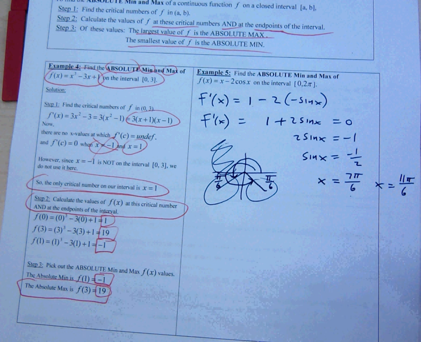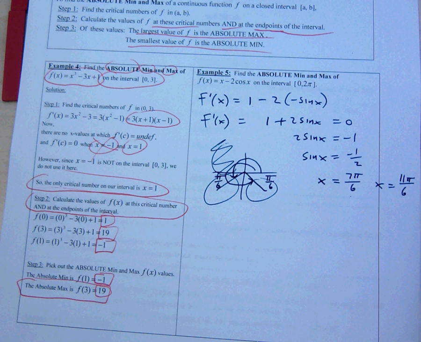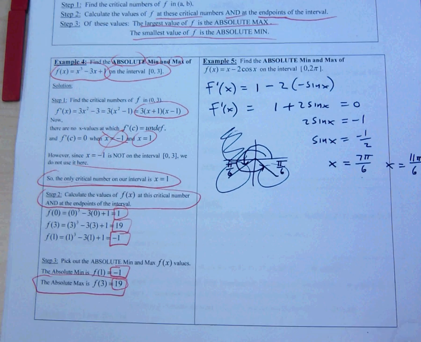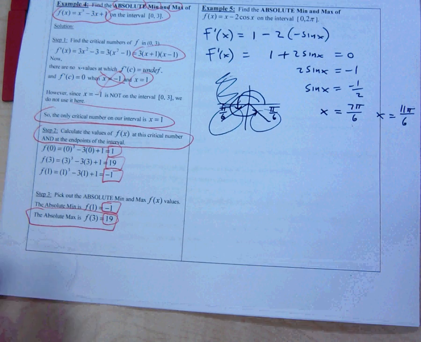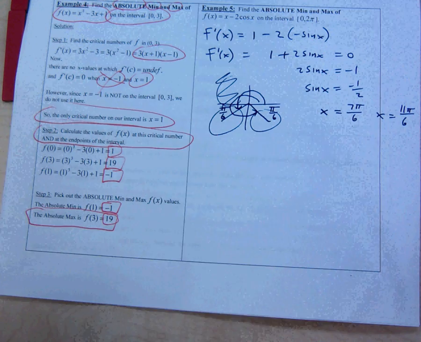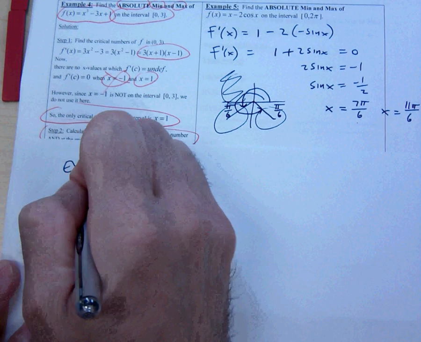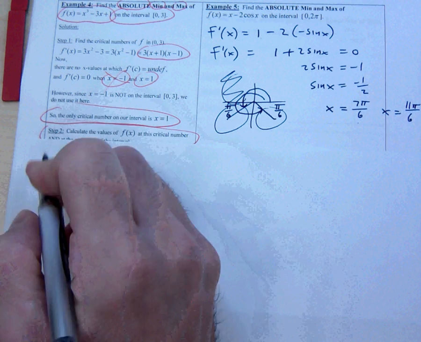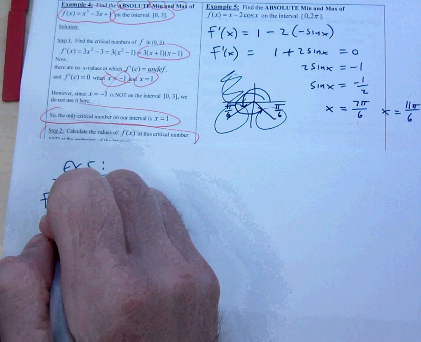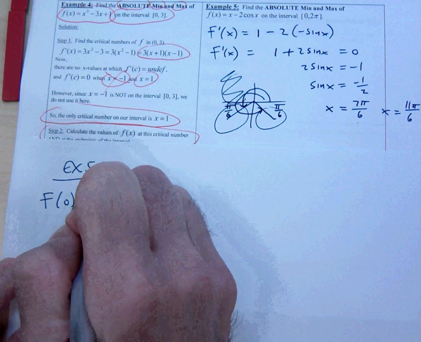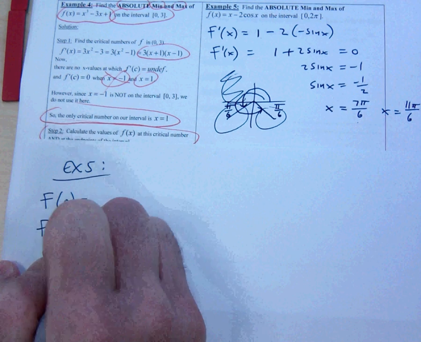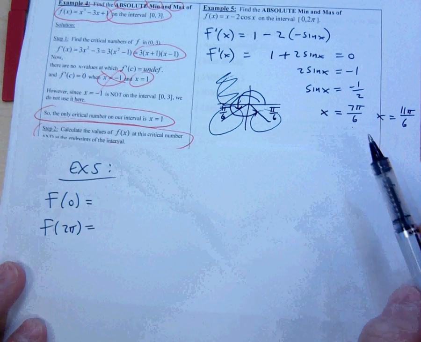All right, so from there, we want to find the absolute min and the absolute max. So, I don't want to write too small in here, so let me do this on separate paper. So basically what I need to do now is evaluate the original function at the endpoints, which are 0 and 2 pi, and then the critical numbers in between, which are this.